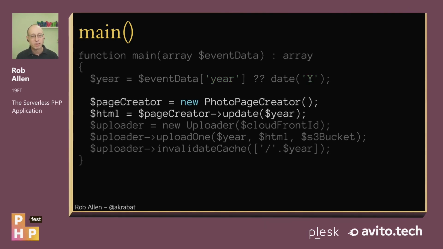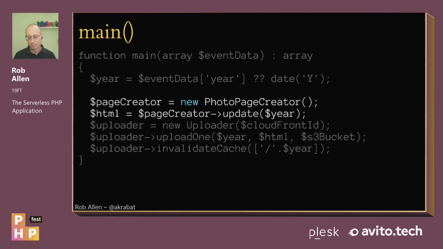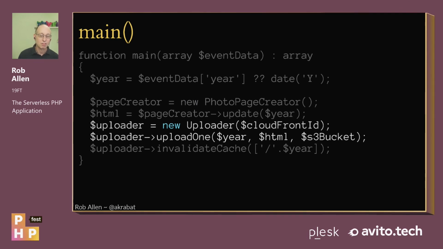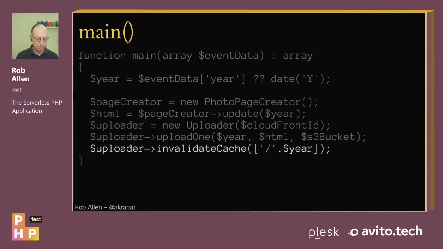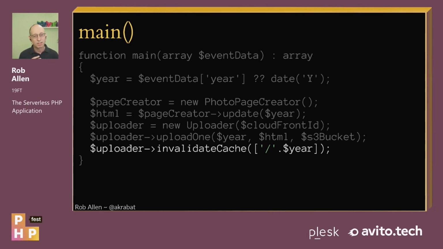Then we use a page creator to get the data from Flickr and create the HTML. So that's fine, that's good. In a separate file, in a separate class, because we're just building PHP code at this point. Then we're going to upload it. So we have an uploader class that's going to upload the data to S3 for us. And then once it's done that, it's going to invalidate the cache for us. So I'm encapsulating my business logic somewhere else, because it doesn't have to be within serverless. That code is reusable. I'm a big fan of reusability.